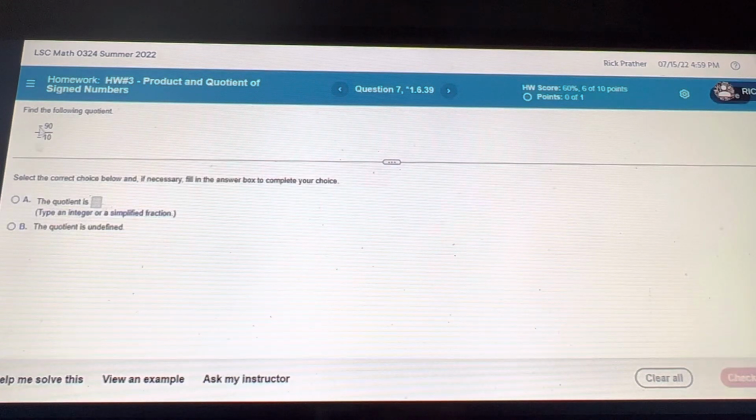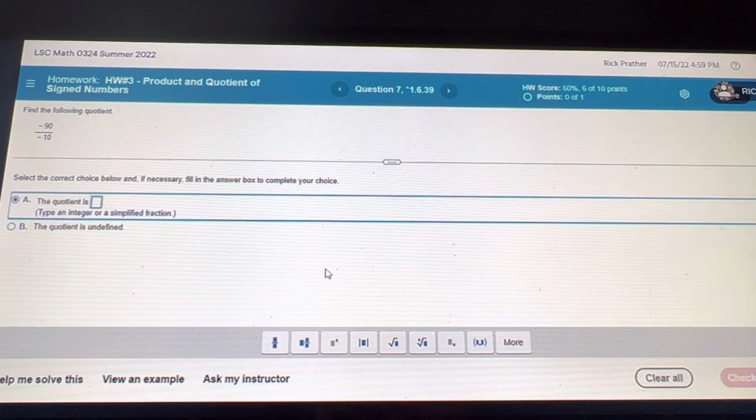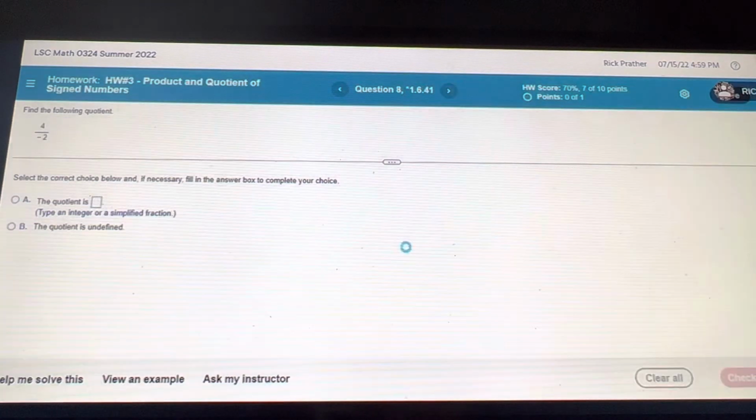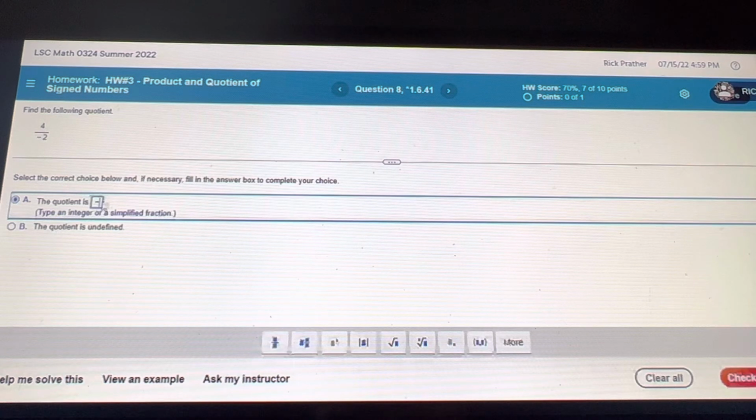A negative divided by a negative is positive, and then 90 divided by 10 is 9. Positive divided by negative, one of each, the answer is automatically negative. It doesn't matter if the negative is in the top or the bottom. 4 divided by 2 is 2.